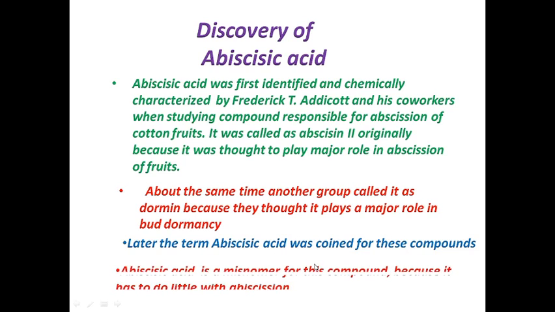Now let me tell you, abscisic acid is actually a misnomer for this compound. Someone may think that, because of its name, it is responsible for abscission of fruits and leaves, but it's actually a misnomer. This compound has very little to do with abscission.